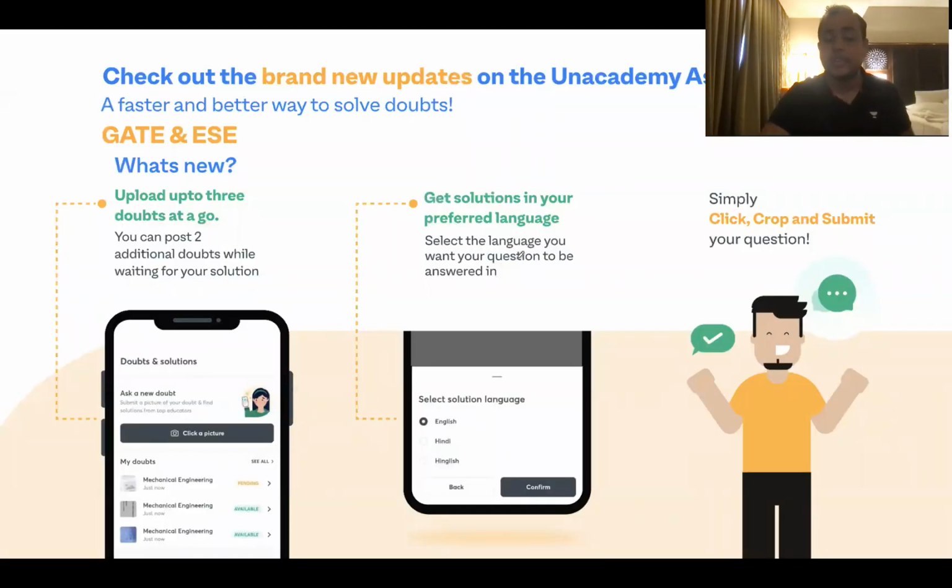And at Unacademy, beta, you can ask as many doubts as you want. You just have to click the picture, crop it, submit it, and tag your branch. Along with tagging your branch, you have to tell us the preferred language of video solution that you want. We will create a video solution in that particular language. If you get the video solution, you like it, give it a thumbs up. If you don't like it, give it a thumbs down, and you can also request for review where we will check that solution again. If it is not up to the standard, we will recreate it and send it to you.